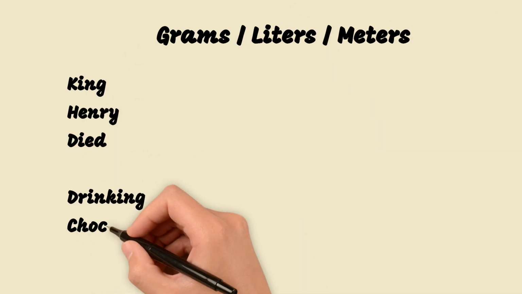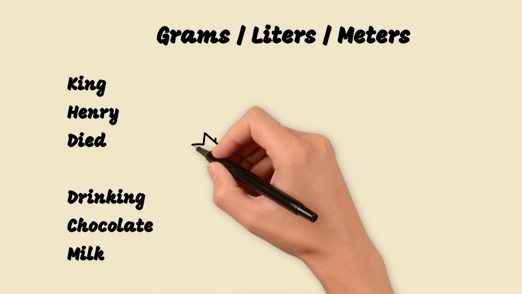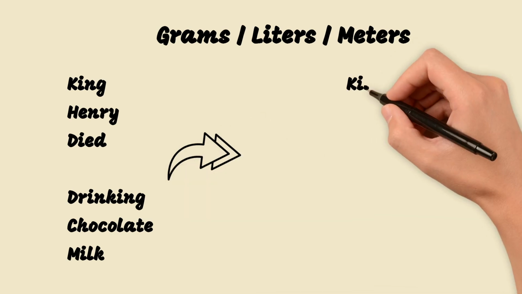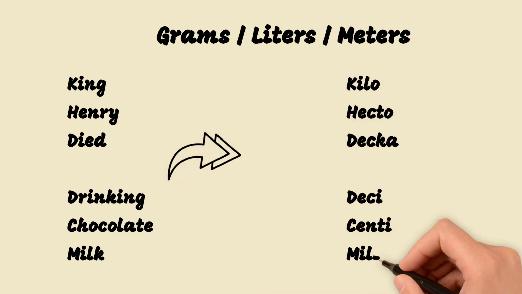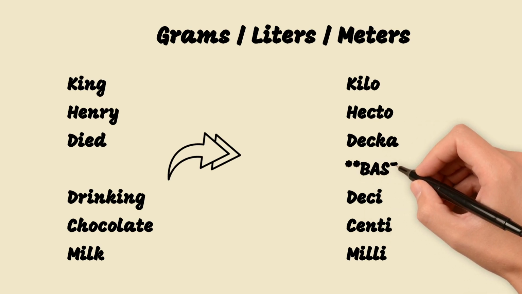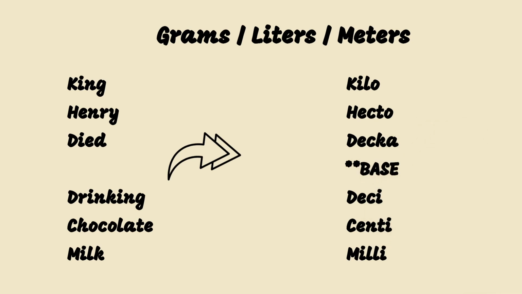Okay, so how do we put King Henry, the mnemonic, to use to convert back and forth between grams, liters, and meters? So King Henry really stands for, K stands for kilo, H stands for hecto, D stands for deca, the second D in drinking stands for deci, and the C stands for centi, and last but not least, M stands for milli. In the middle of all these is our underlying base, which is where we put our grams, liters, and meters. Now remember, this doesn't work for all conversions, it only works for these three.